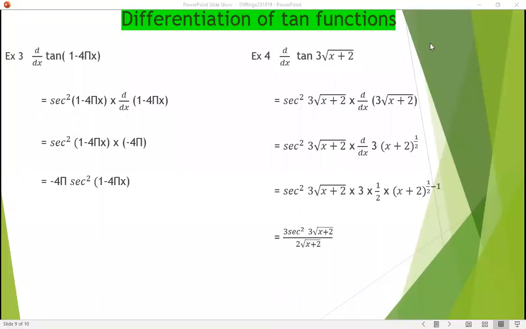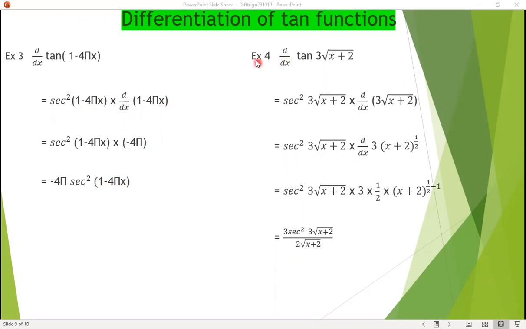So we proceed with differentiation of tan 1 minus 4 pi x. It's sec squared of bracket 1 minus 4 pi x multiplied by the differentiation of 1 minus 4 pi x. Differentiation of 1 is 0. Differentiation of minus 4 pi x is minus 4 pi. So the final answer is minus 4 pi sec squared of bracket 1 minus 4 pi x.